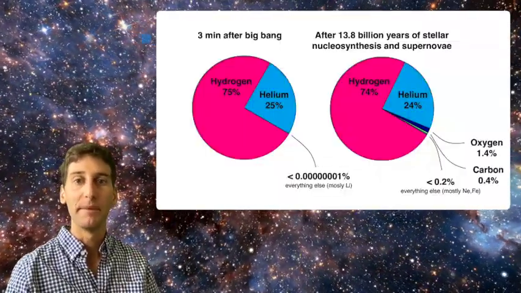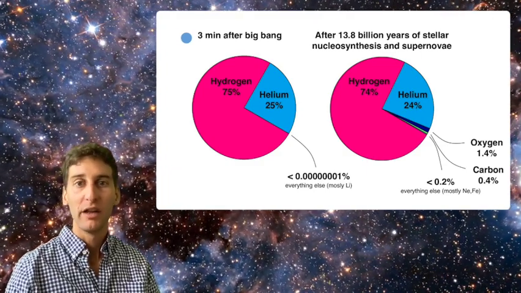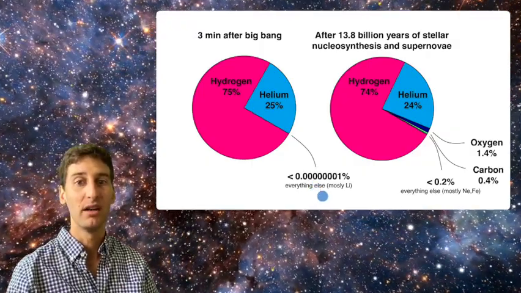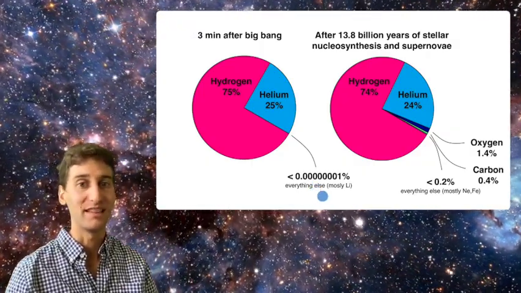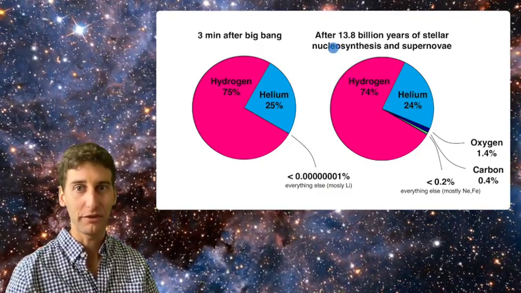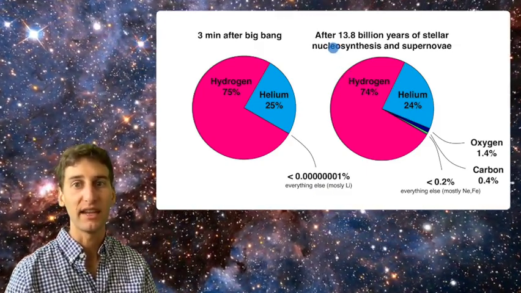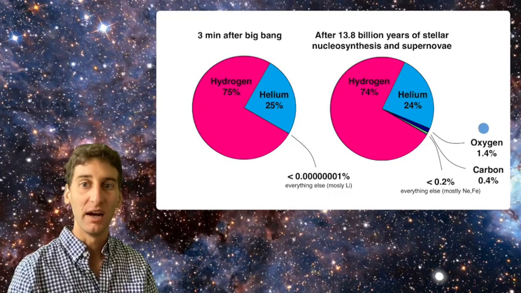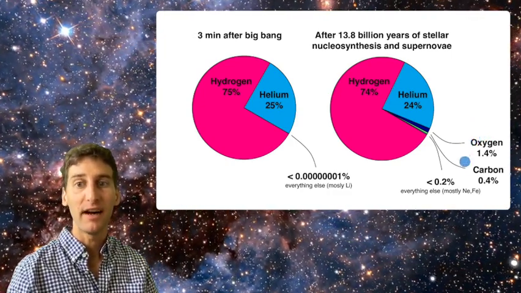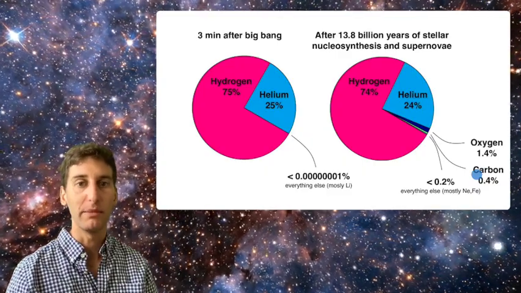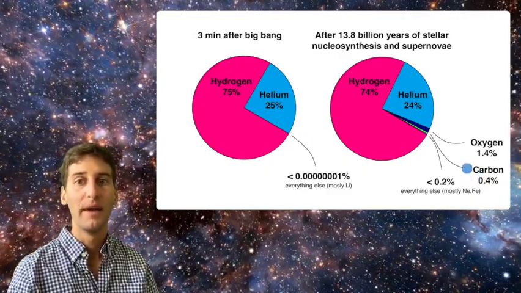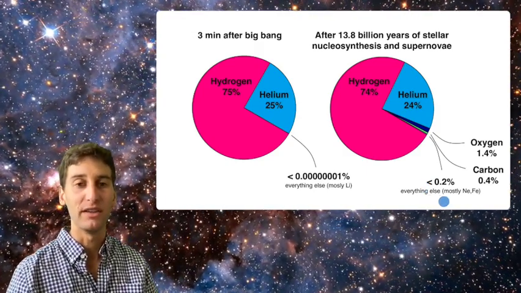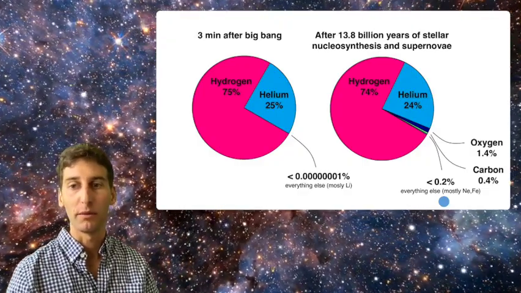So anyway, just to wrap up this story, 3 minutes after the Big Bang, our universe was entirely hydrogen and helium, with a tiny, tiny part of the universe that was probably lithium, and that's about it. And after 13.8 billion years of stellar nucleosynthesis and supernovas, here's what we have to show for ourselves. We have hydrogen, we have helium, and then we now have a fair bit of oxygen and carbon. These are the first things that are composed from helium inside stars. And then we have a small amount of things like neon, things like iron, and an even smaller amount of these rare elements that are formed in supernovas.